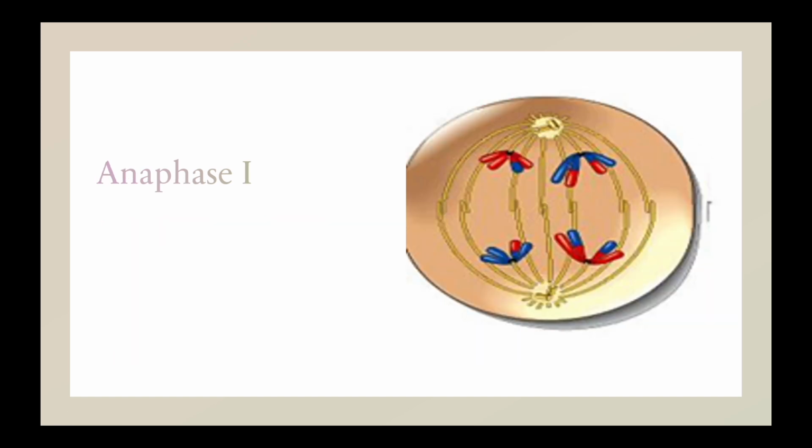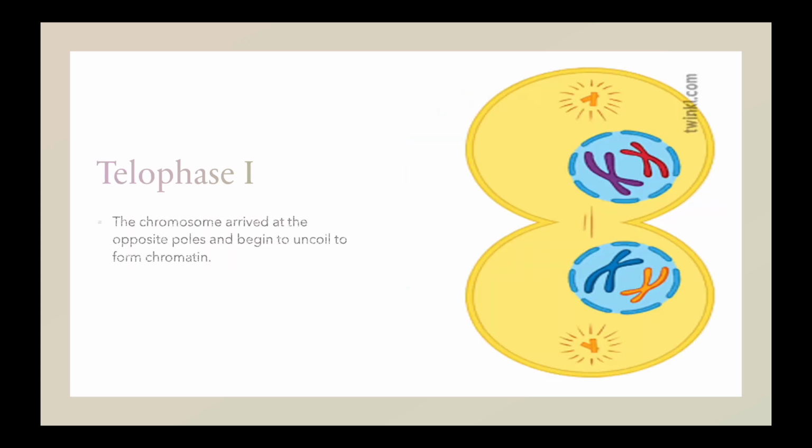In anaphase I, the spindle fiber shortens or contracts. This causes the homologous chromosomes to separate and begin to migrate to the opposite poles. The arrival of the separated chromosomes marks the beginning of telophase I.